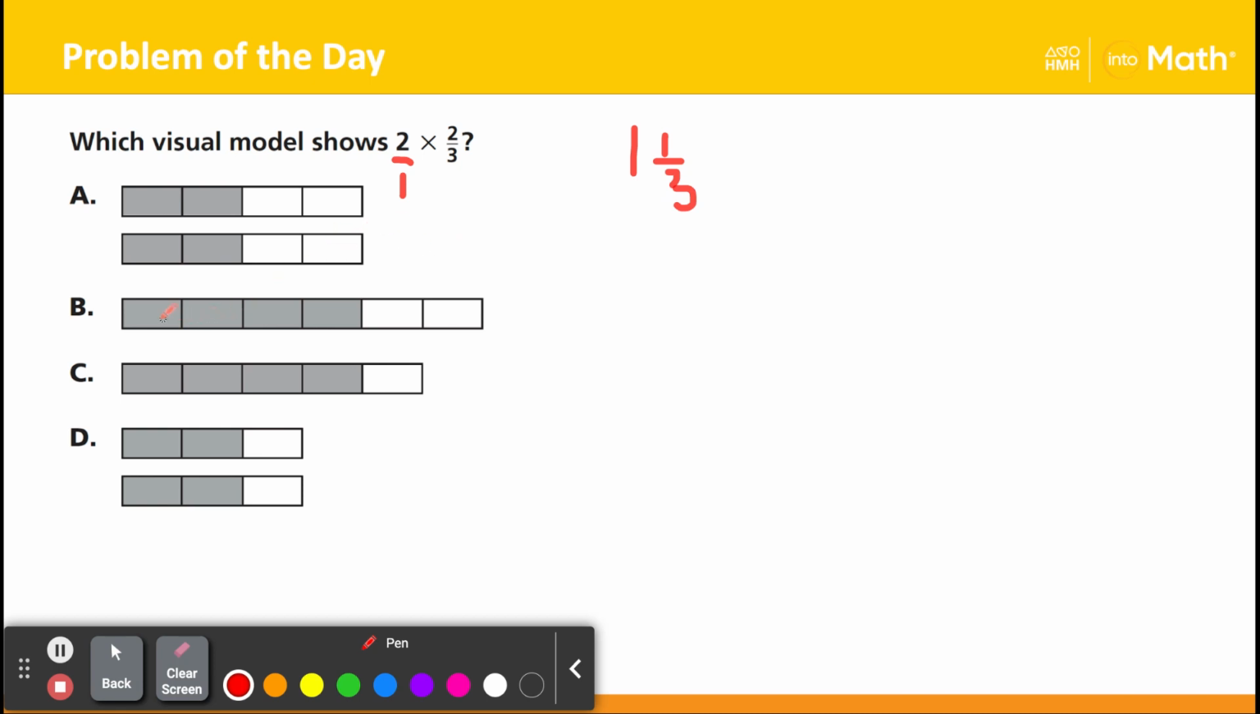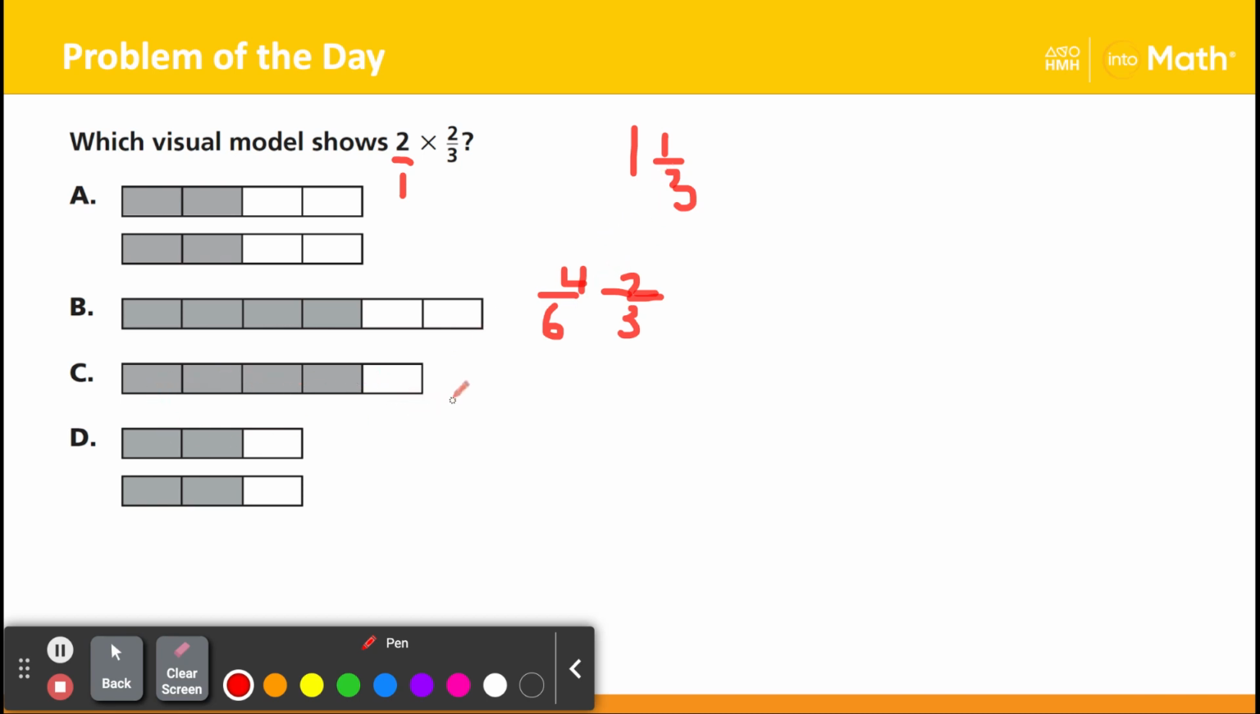So 1, 2, 3, 4, 5, 6. 6 in all. How many shaded? 1, 2, 3, 4. And if I reduce that, 2 can go into 4 2 times. And 2 going into 6, how many times? I hope you know that's a 3. 2 going into 4 2 times. And this will be 2/3. So this is not that answer.